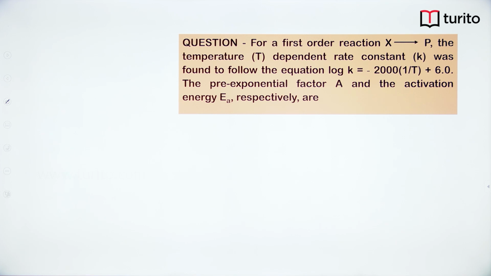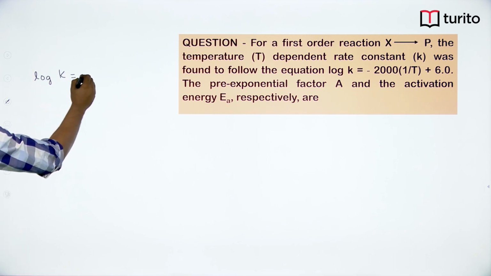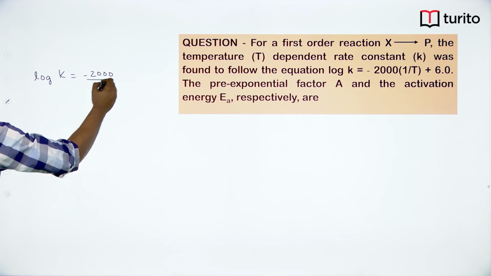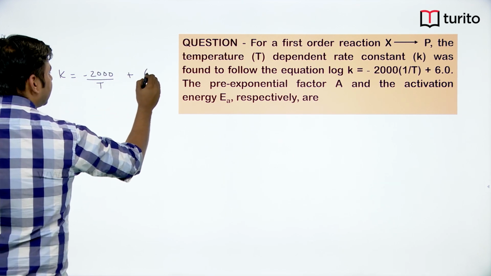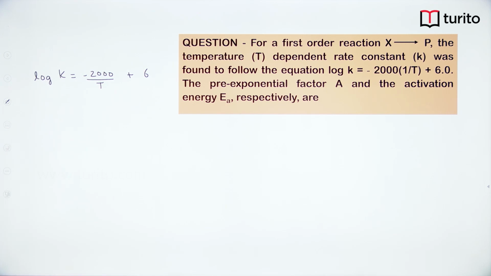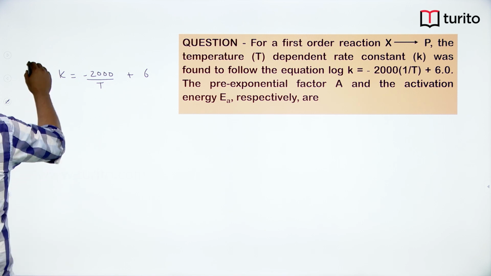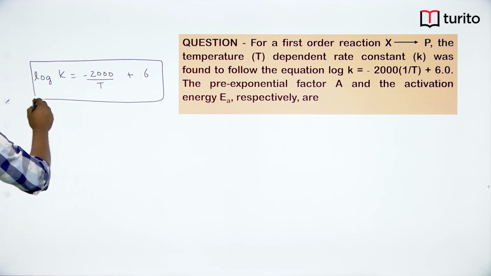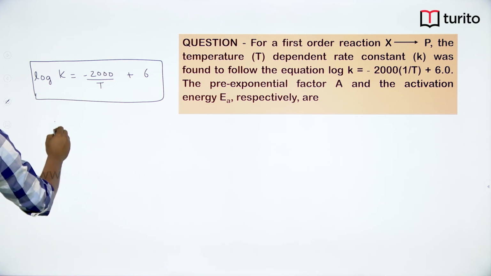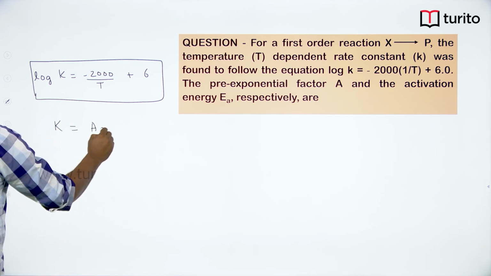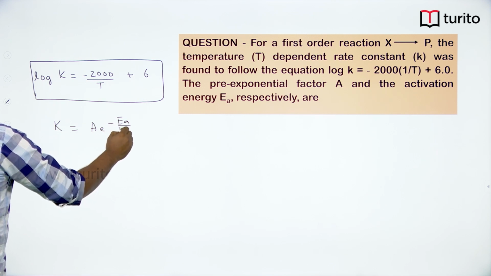So in this, a first order reaction has been given to us, and the temperature dependence of the rate constant has been given as log K equals minus 2000 upon T plus 6. The pre-exponential factor and the activation energy we have to calculate. If you look at this equation, it is of the format of the Arrhenius equation.